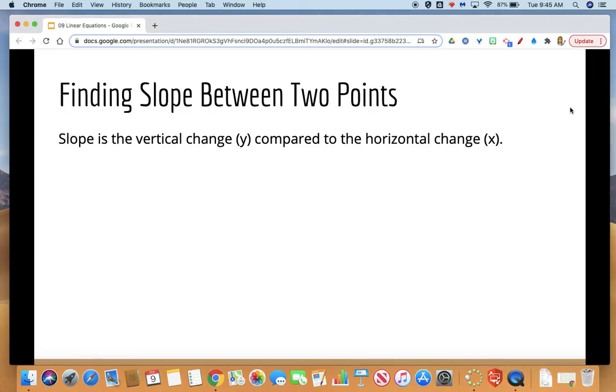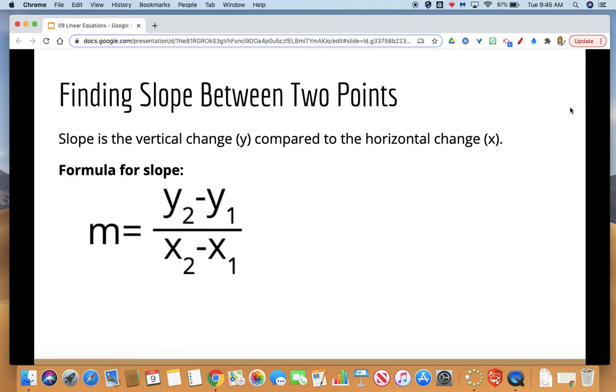The most important thing to keep in mind is that slope is the vertical change, the y, compared to the horizontal change, the x. So what we can do if we have 2 points is use our y's and our x's to help us come up with slope. This is very important. You want to write this formula down. We're going to take y2 minus y1, the vertical change, and place it over x2 minus x1, the horizontal change.